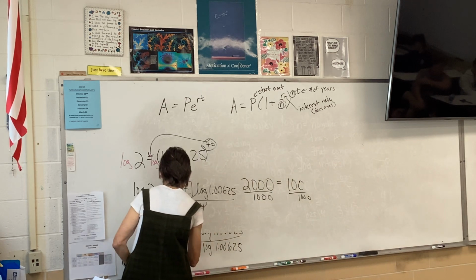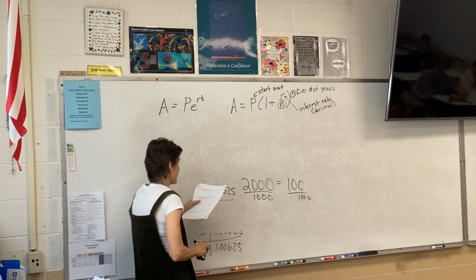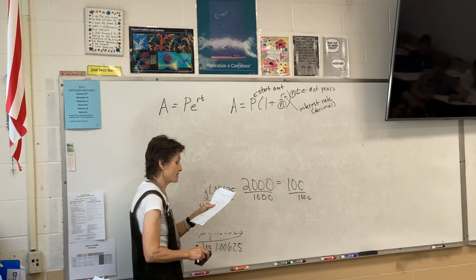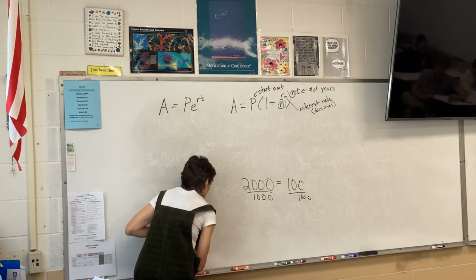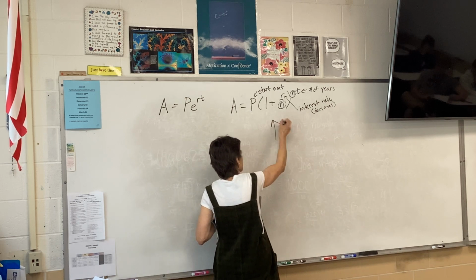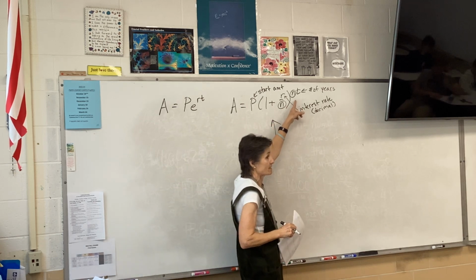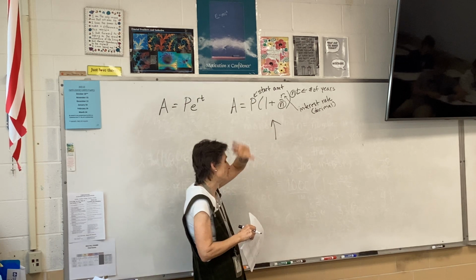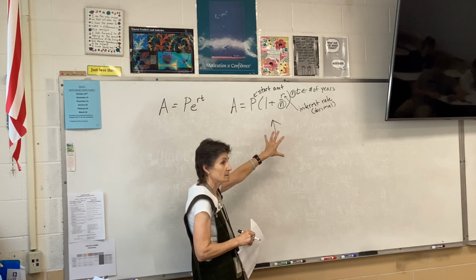So, problem number 2 says, how much will be in the account at the end of 10 years if $1,230 is invested at 3.125% compounded monthly? It is that compounded monthly that clues you in, this is the formula you're gonna use. This is compound interest. That's what that N is. How many times a year we compound. So this is your compound monthly, compound daily, compound quarterly. This is your formula.